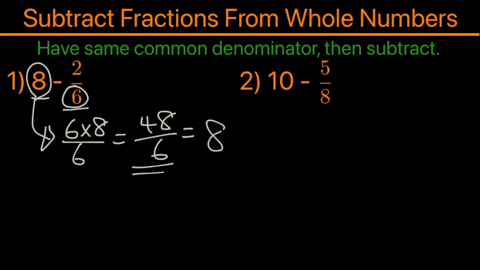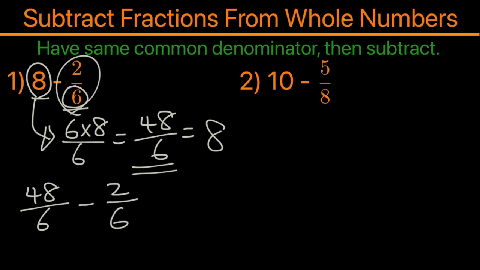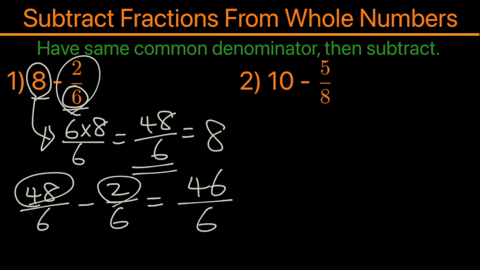So now that we have the 8 converted to a fraction, all we have to do is bring this fraction down, 2 over 6. Now that they have the same common denominator, all we have to do is subtract 2 from 48. And that becomes 46, so this becomes 46 over 6. Now 46 over 6 is an improper fraction. If you were to divide 46 by 6, we will have a whole number of 7 and then 4 over 6. 4 over 6 can be simplified to 2 over 3. That means the answer would be 7 and 2/3.